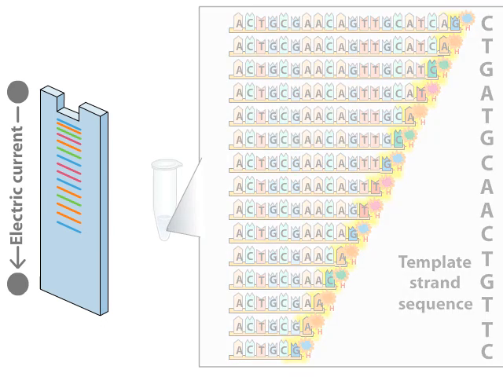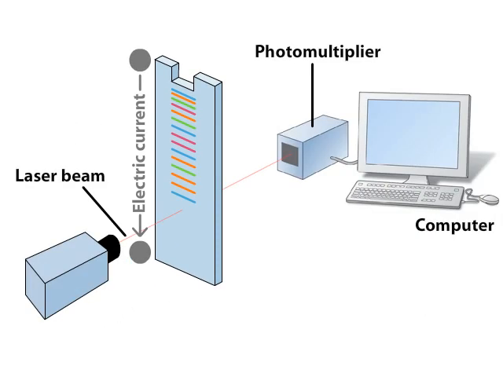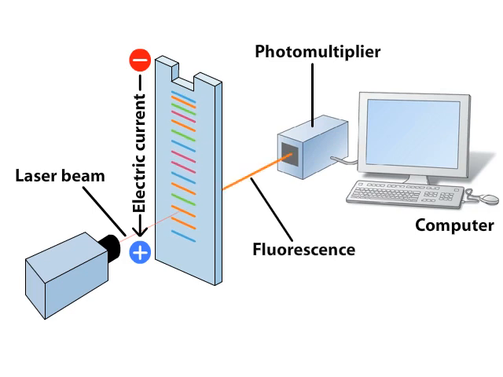An automated device scans the gel. A laser beam strikes the bands on the gel, causing the tags on the DNA to fluoresce their unique colors. A computer saves the series of fluorescent colors and determines the corresponding sequence of the DNA.